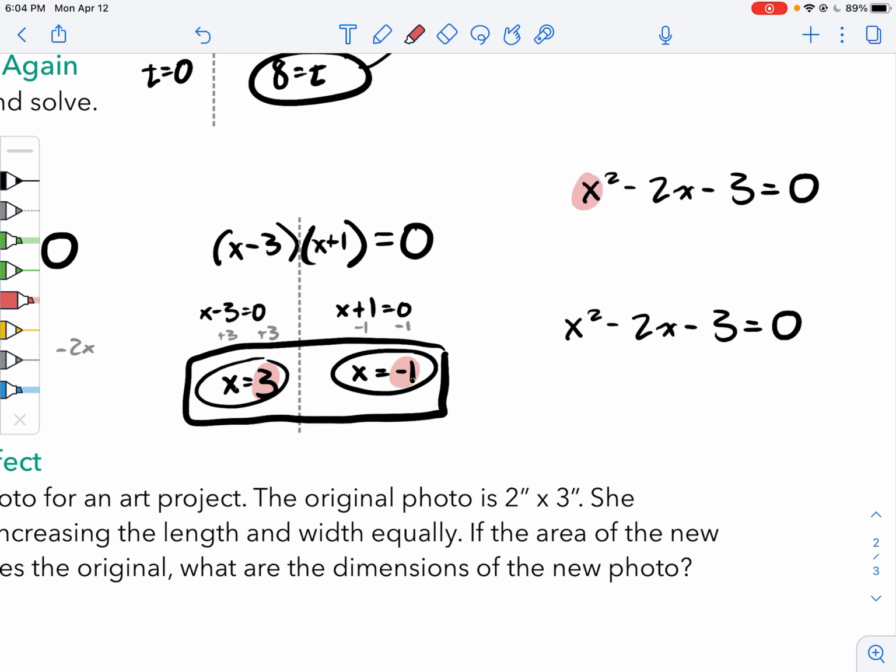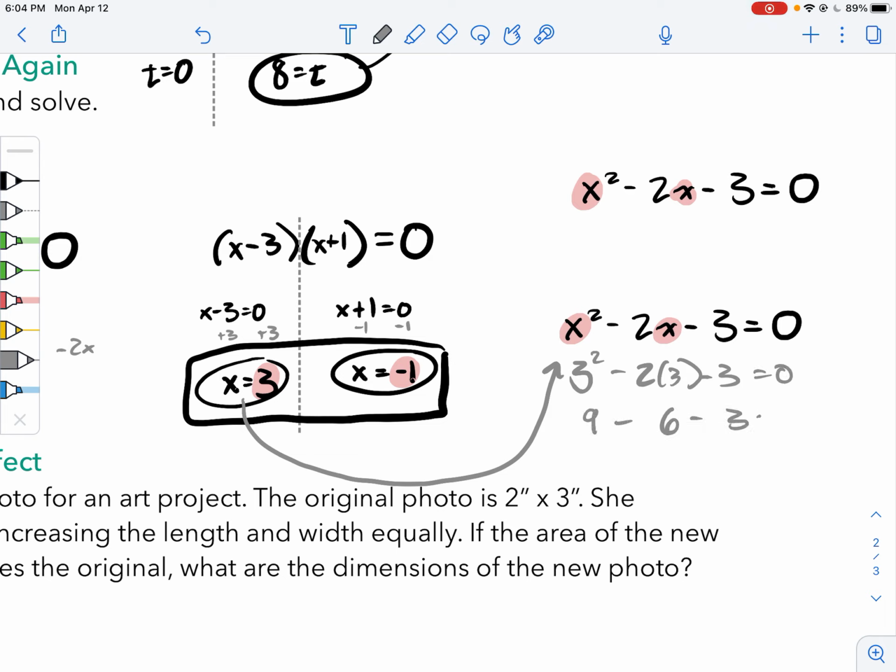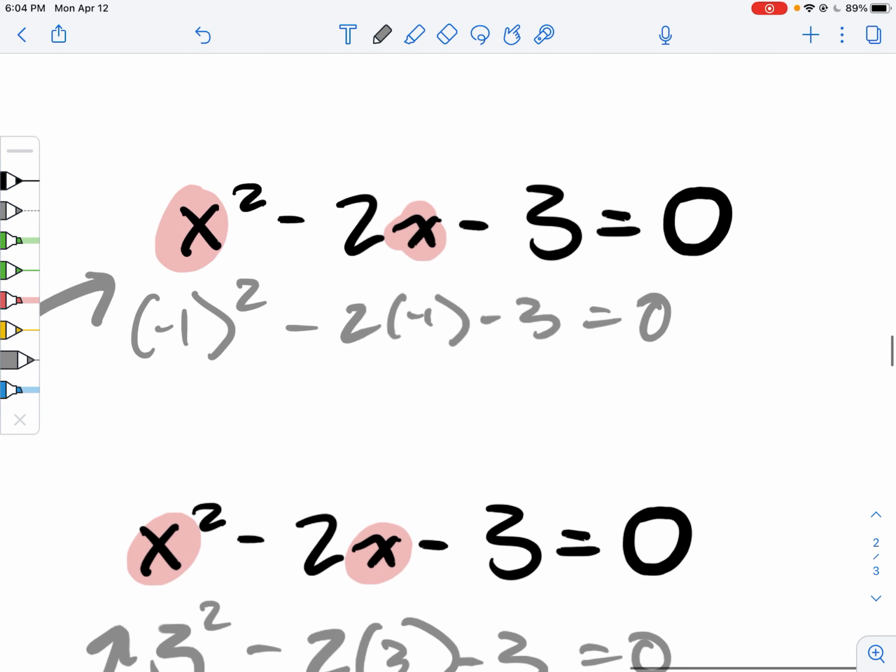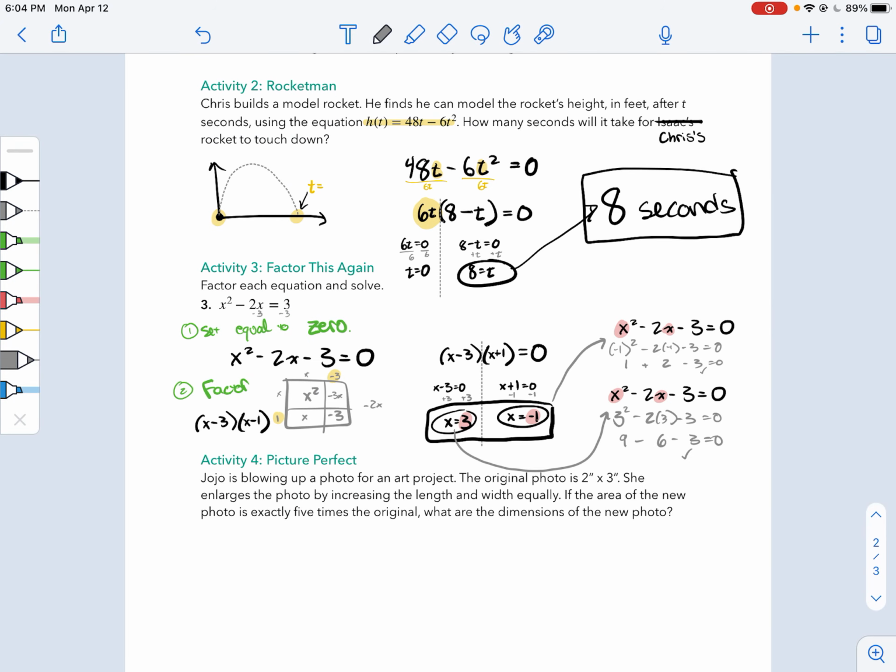So here, what if x were 3? Is it true that 3 squared minus 2 times 3 minus 3 is equal to 0? 9 minus 6 minus 3 is 0. Cool. What about negative 1? It's negative 1 squared minus 2 times negative 1 minus 3. Is that 0? Well, is 1 plus 2 minus 3 0? It is. Sweet, sweet, right.